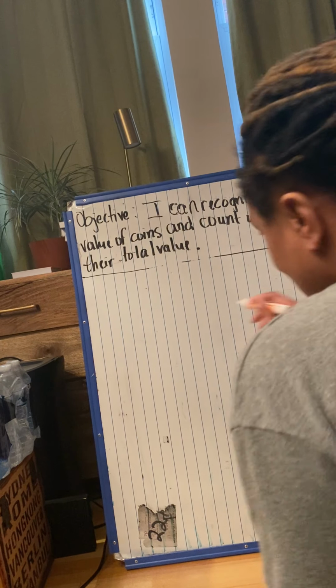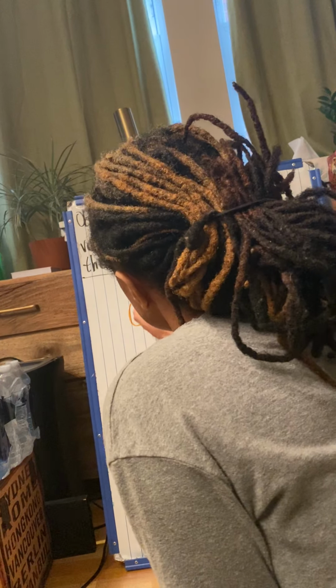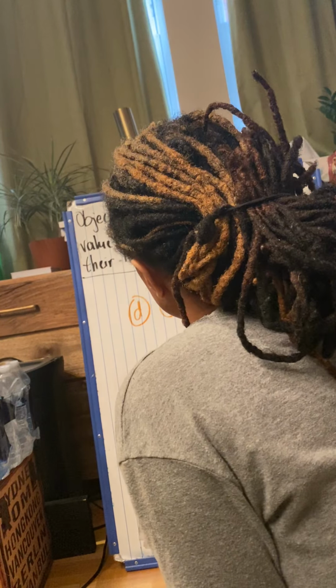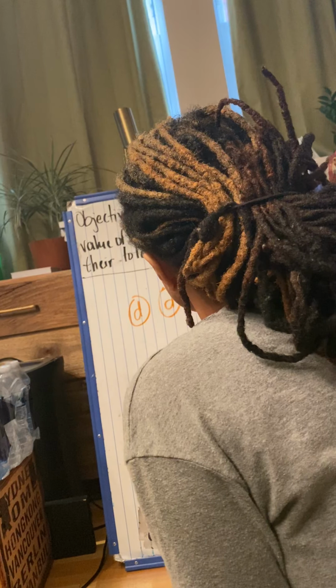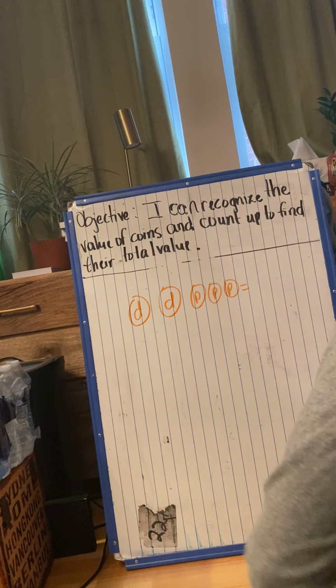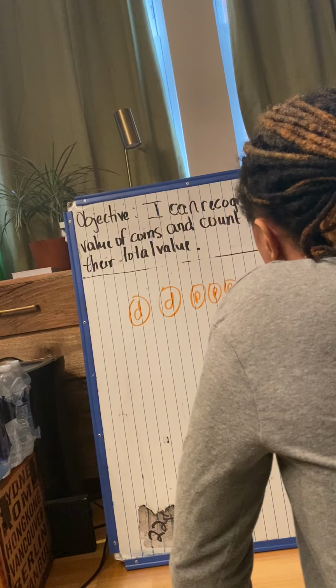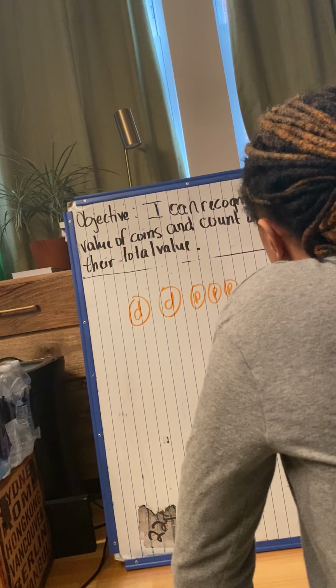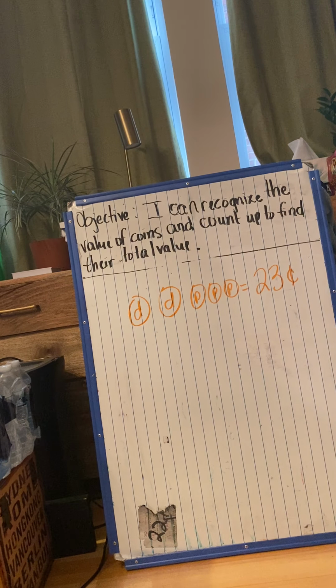So I had 2 dimes and I had 3 pennies. So this is the symbol that we use. It's called the cent sign. 23 cents. Okay? So let's count some more money together.